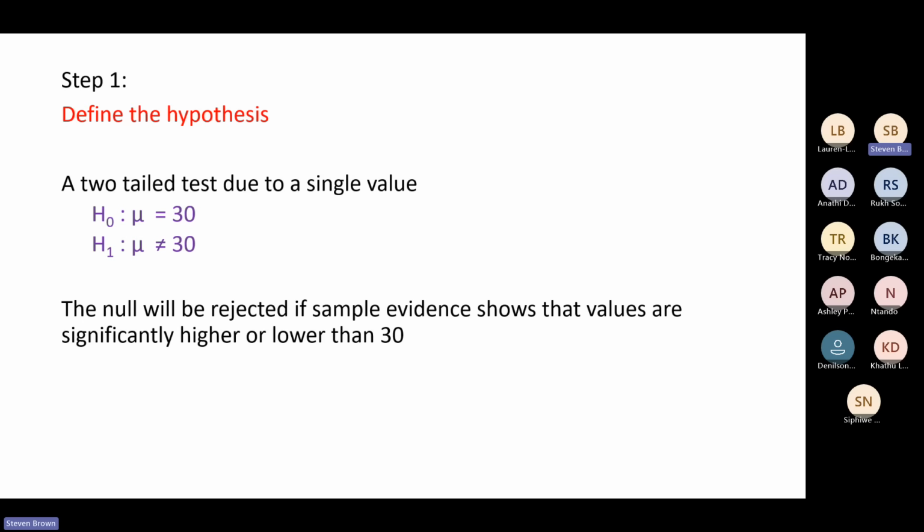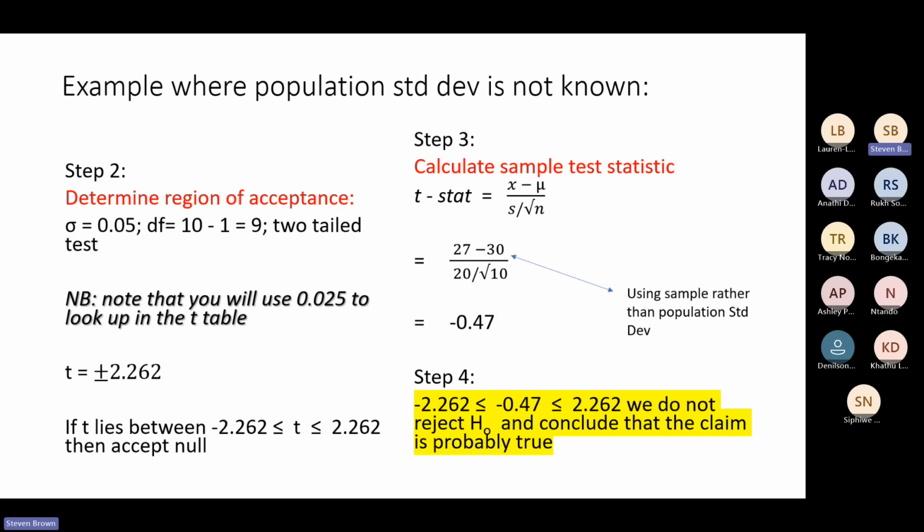And if you want to really impress your lecturer, you say the null will be rejected if sample evidence shows that the values are either higher or lower than 30. But you know what? Let's get the basics done. Now we go to step 2. Remember, step 2 was determining your boundaries, your critical area. Because remember what we're trying to do? We're going to get a number from step 3 that either falls within those boundaries or falls outside the boundaries.